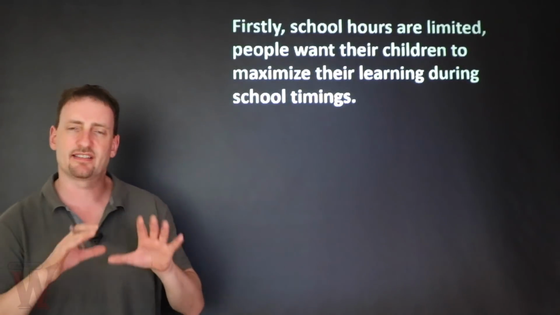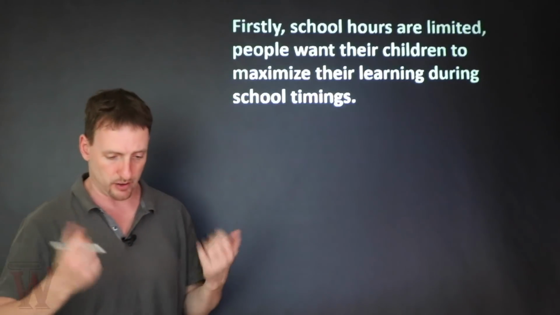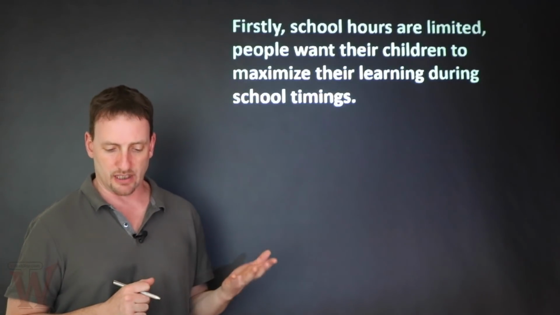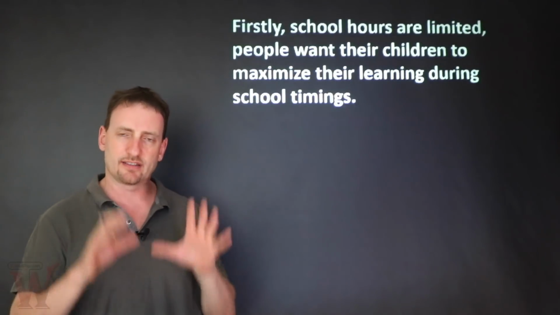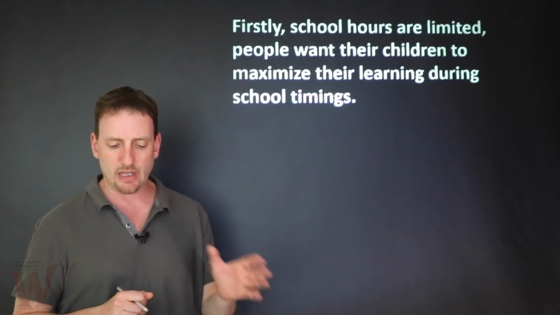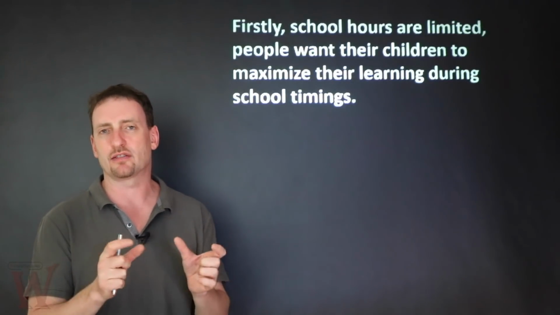Now, let's look at it. These are examples that are directly from essays that were sent to me to check, okay? Firstly, school hours are limited. People want their children to maximize their learning. So this is a run-on sentence. School hours are limited. People want their children. So this person joined the two clauses with a comma.